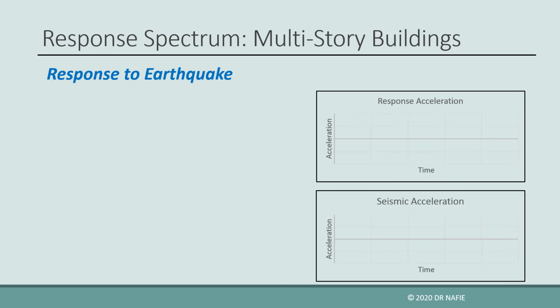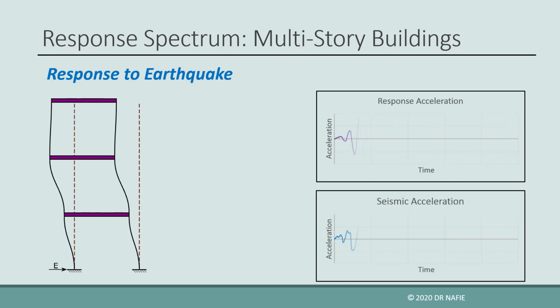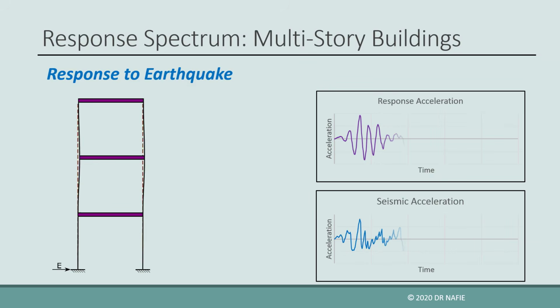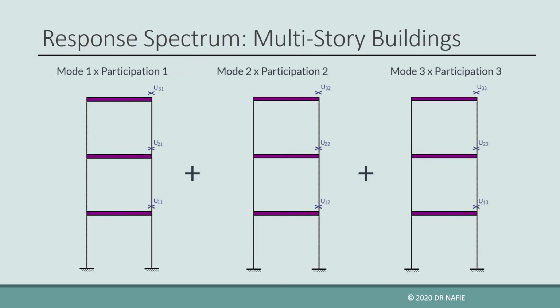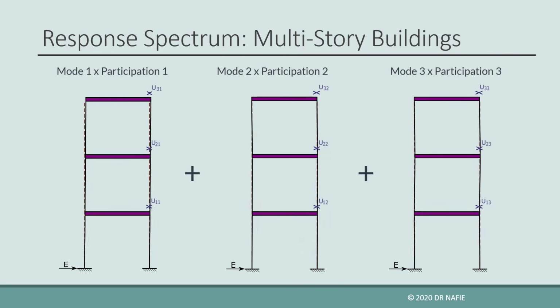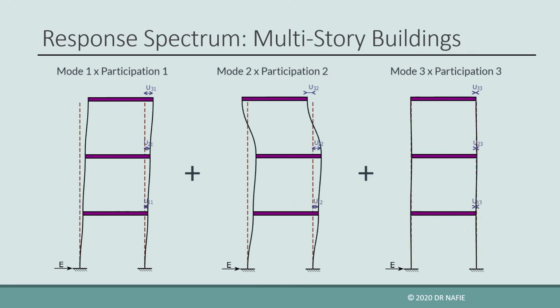Now let us study the response of a multi-degrees of freedom building to a dynamic loading such as an earthquake. If the shown 3 stories building is subjected to an earthquake force at the base, it will respond in a complex motion as shown. Similar to the free vibration, this complex motion is a combination of motions that has definite shapes called the mode shapes. In fact, these are exactly the mode shapes found in the free vibration.